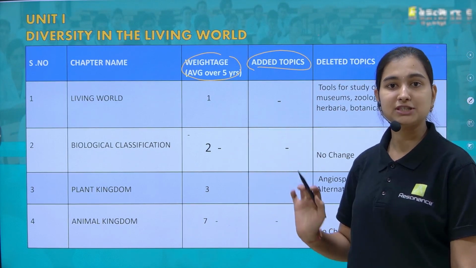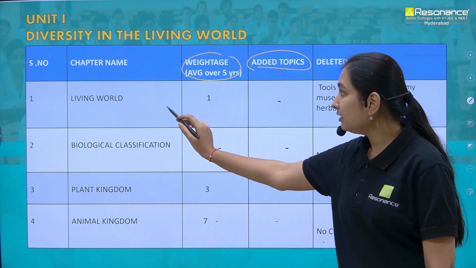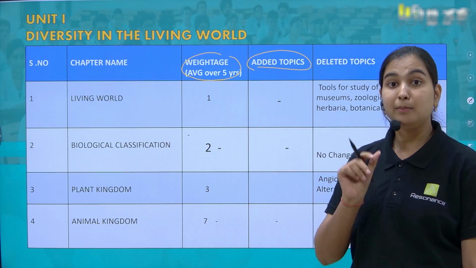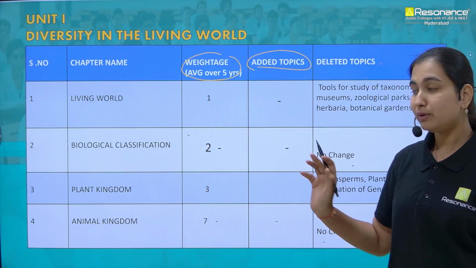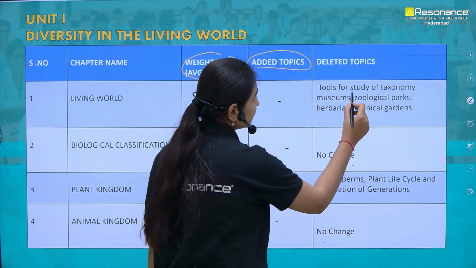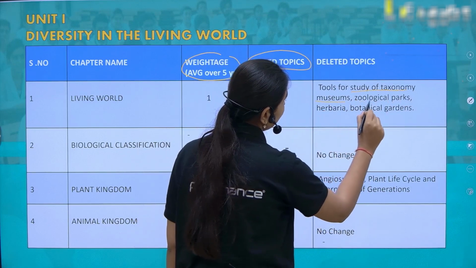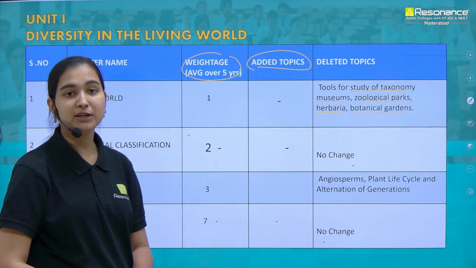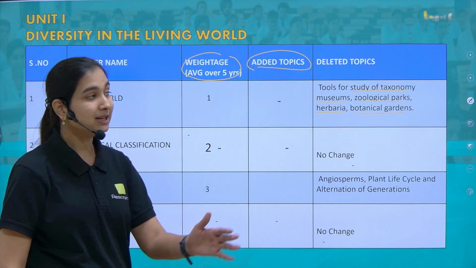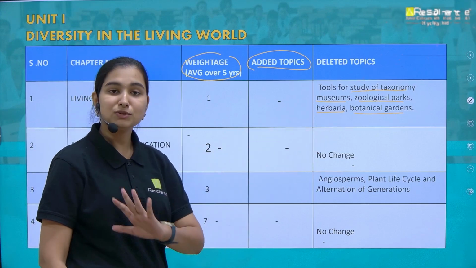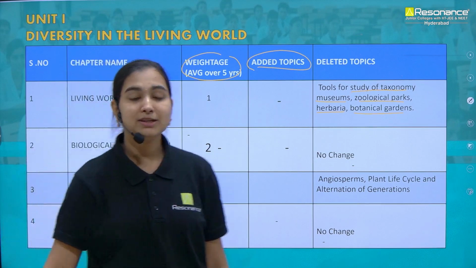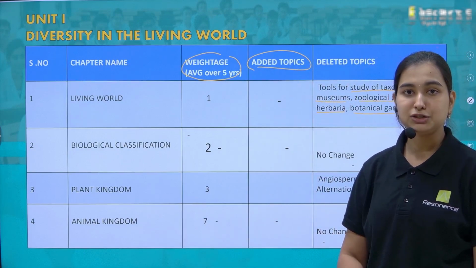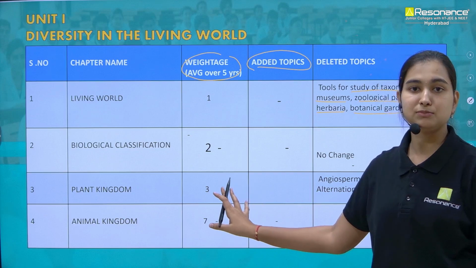Now let us start with the first year. Here you can see the living world. We have this chapter in both the old and new NCERT. But what part is deleted? Here you can see the tools for study of taxonomy: museum, zoological park, herbaria, botanical garden. This part is deleted. So in your new NCERT, the one you are currently using, this part is not there. Next, talking about the next chapter, biological classification: there is no change, no deletion and no addition of topics. You have exactly the same chapter as it is.